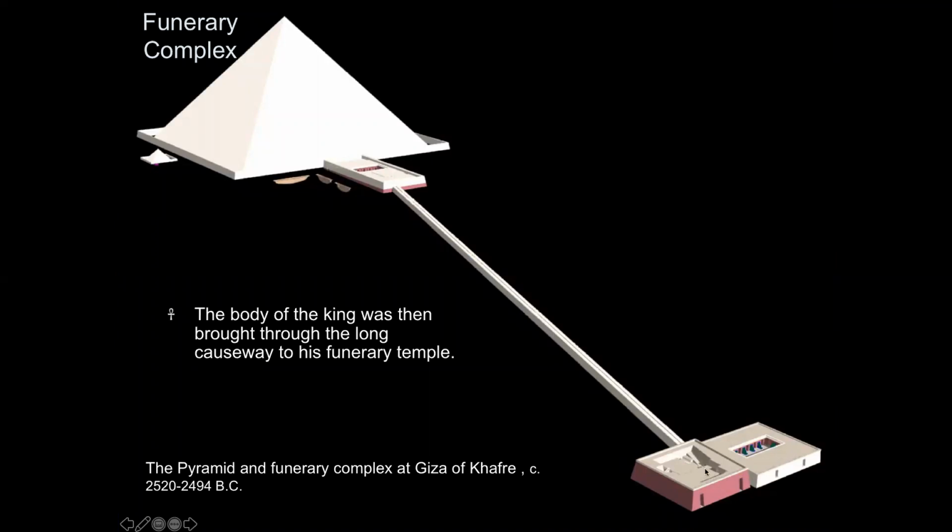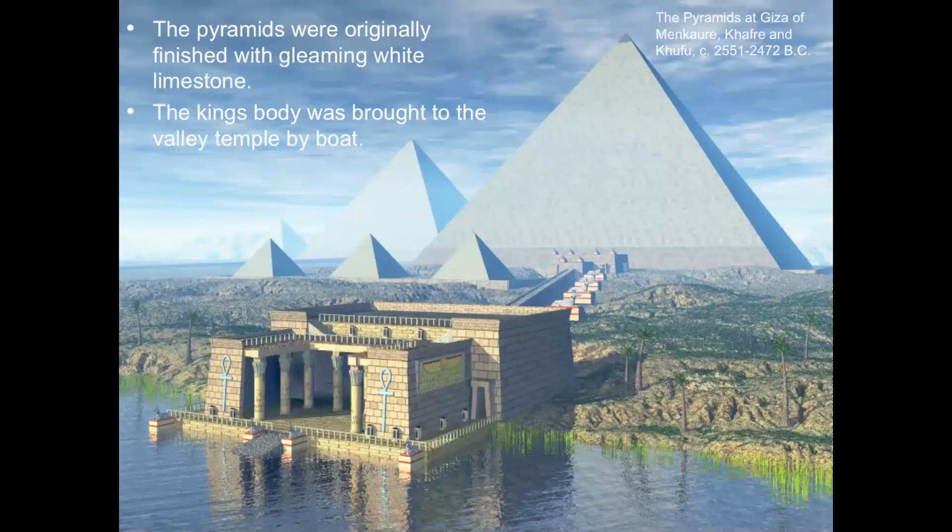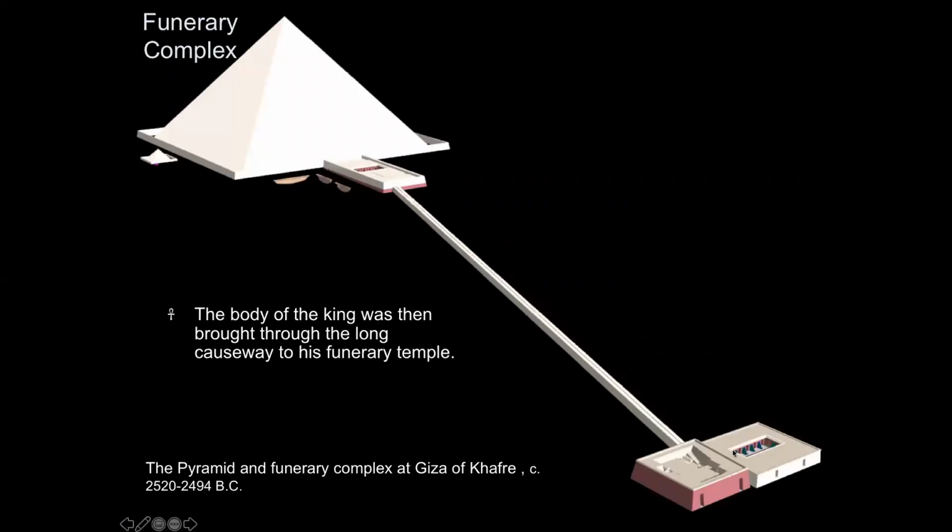And in each step, there would be a more and more elite crowd involved in this. So when you have the Valley Temple right here, you might have some of the king's family and some other elites that were involved in the ceremonies here. But once you get to the causeway, it's only a few people. The people carrying the king's body, the high priest, maybe the next pharaoh, if they know who that is.